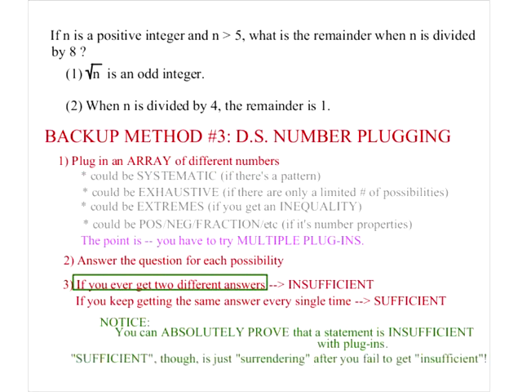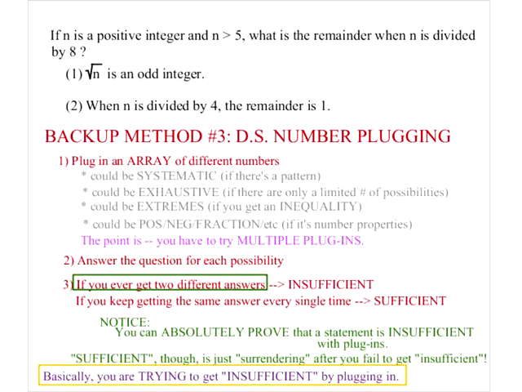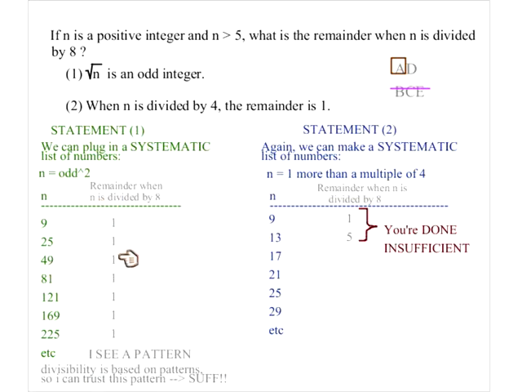So therefore, what you are trying to do by plugging in is get insufficient. In other words, your efforts are directed towards trying to find two different values. Because if you do, then you are done. If you fail to get insufficient, then you just capitulate. Like here, we tried all these different numbers and we could not get insufficient. We kept getting 1, 1, 1, 1, 1, 1, 1, and we could not get a second value. So we're going to say, okay, fine, it's sufficient.